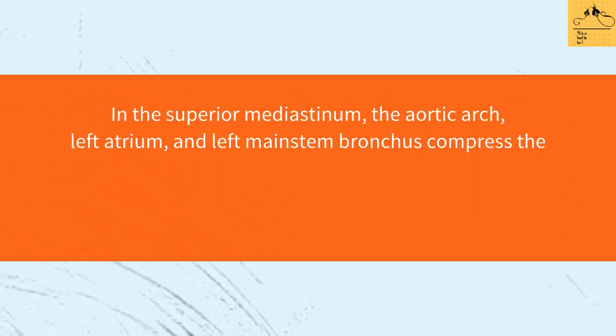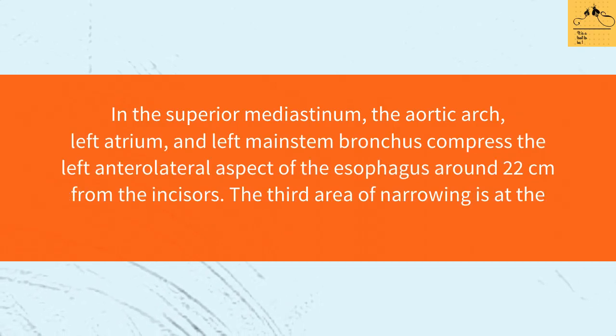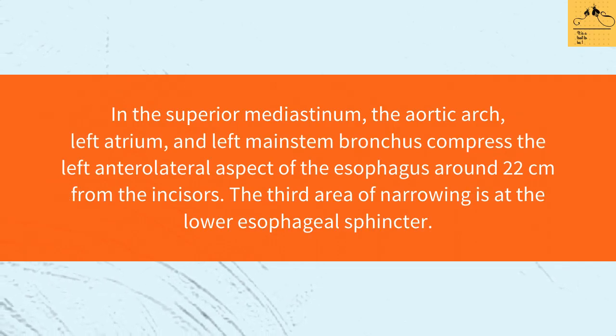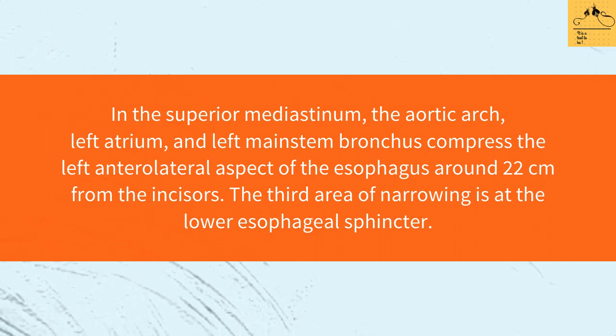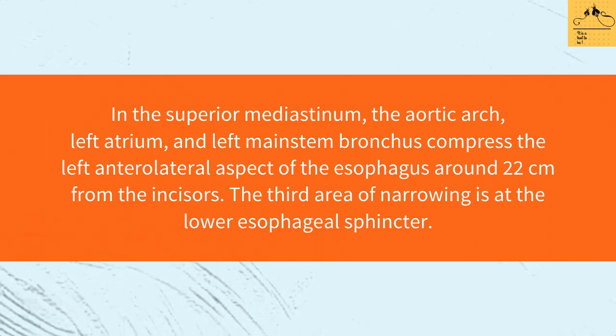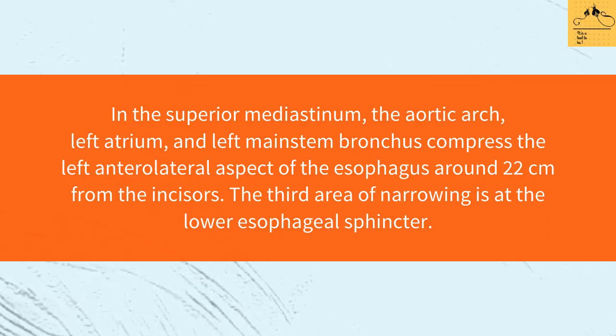In the superior mediastinum, the aortic arch, left atrium, and left mainstem bronchus compress the left anterolateral aspect of the esophagus around 22 centimeters from the incisors. The third area of narrowing is at the lower esophageal sphincter.